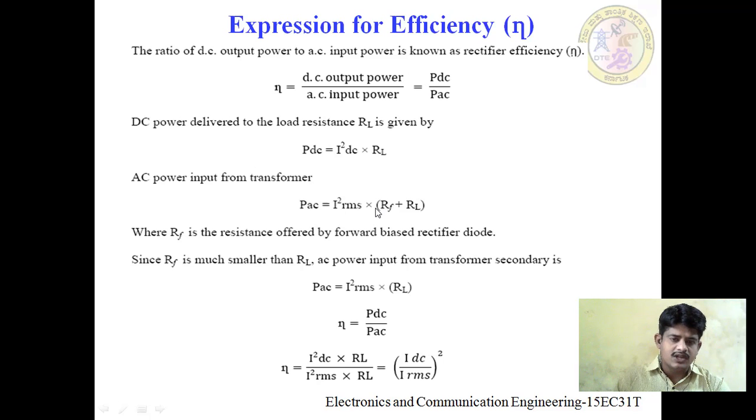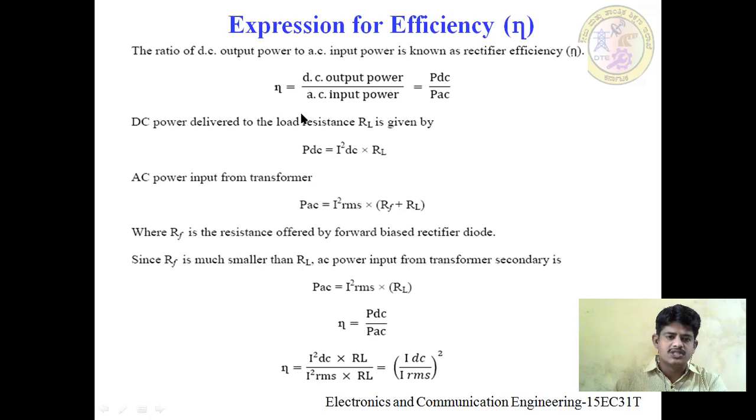Before that, we need to understand one more thing. Here we have two resistors, RF and RL, but actually RF is very much less than RL, because the load resistance will have a higher value. This is the forward resistance, the forward biased resistance of the diode, which is very less. So what we can do is just neglect the RF value. Then this PS equation will be I square RMS into RL.